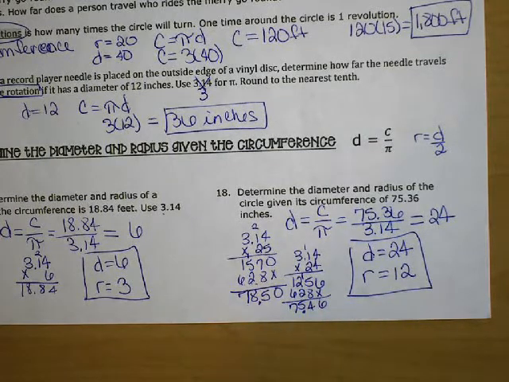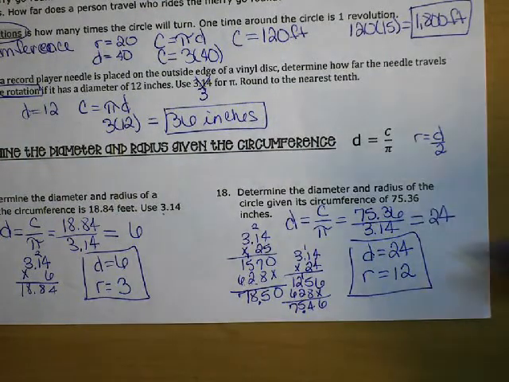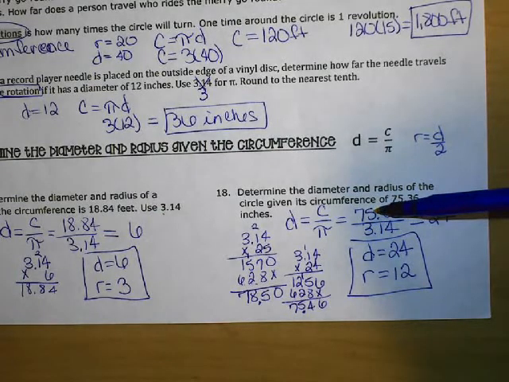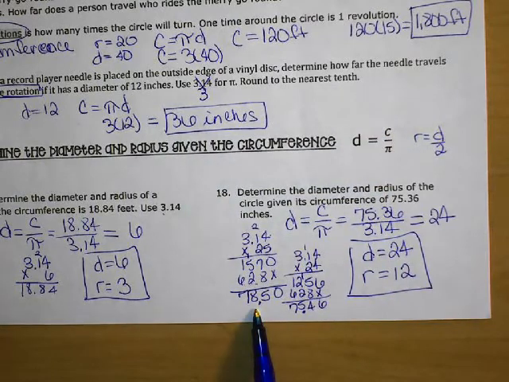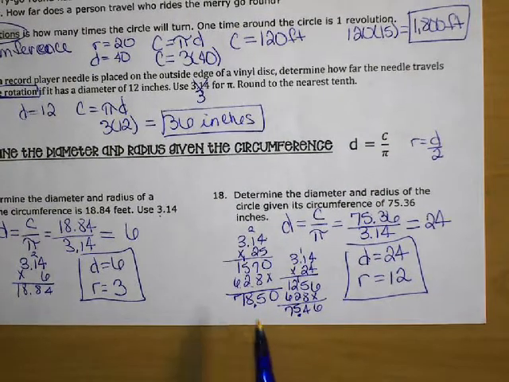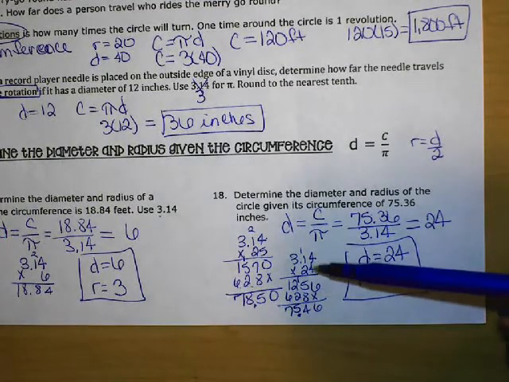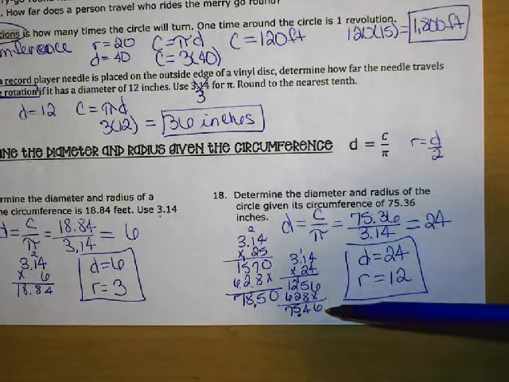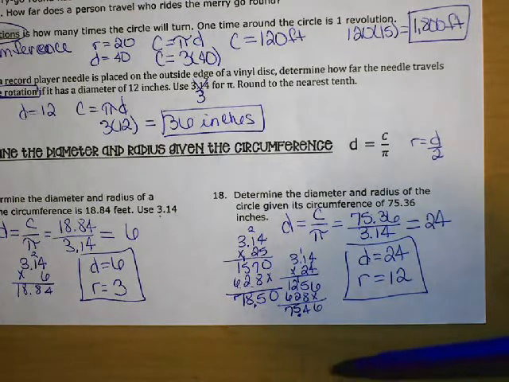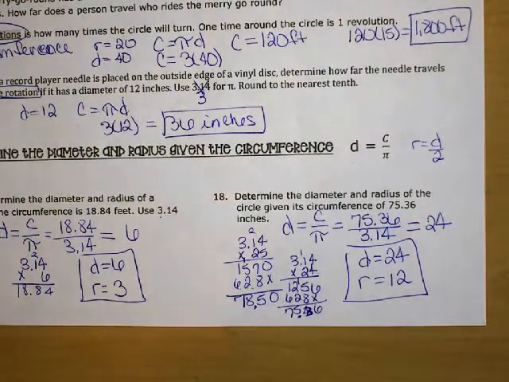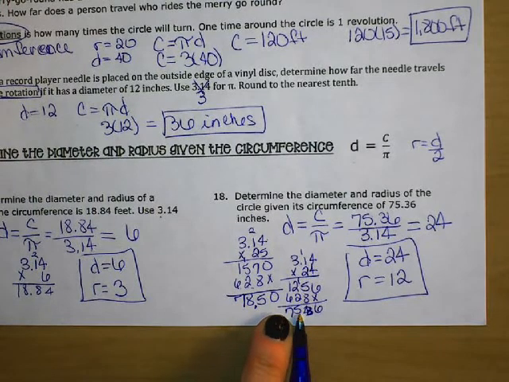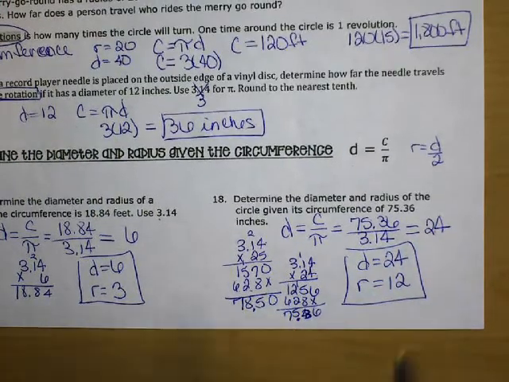Did you get the diameter of 24 and a radius of 12? That's awesome. I did do a guess and check on this one as well. I do know that 3 times 25 gives me 75, so I multiplied pi times 25 first, but that gave me 78.5, which was too much. So I went down 1 and multiplied pi times 24 and actually got the 75.36 as my answer. Therefore, I knew that the diameter would be 24 and my radius was half that.